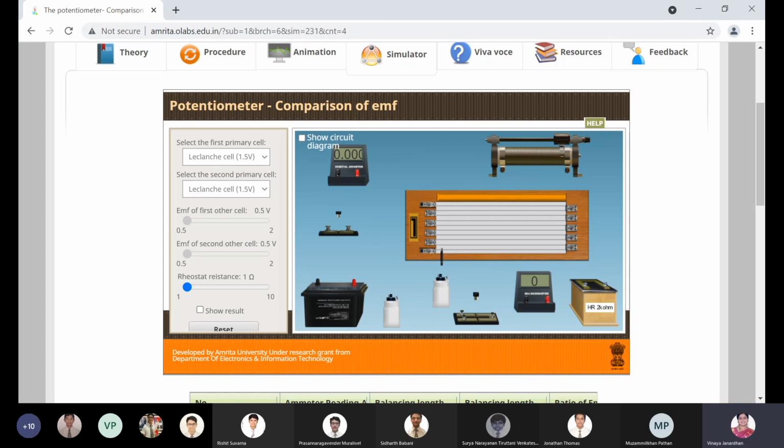So what should be the ratio E1 by E2, which we are expecting in your lab class? The value should be somewhere between 1 to 1.5. It should not be less than 1 or greater than 1.5. The range of the final value should be lying between 1 to 1.5.